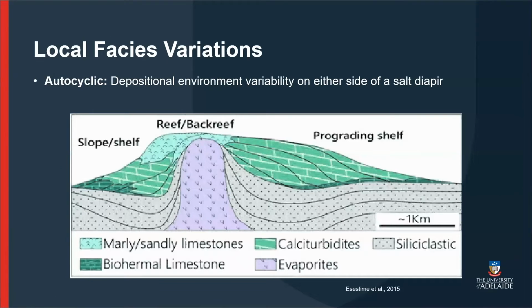So local facies variations. This salt sediment interaction is very much a local or an autocyclic process. It has depositional environment variability, typically on either side of a diapir. This is a very simple, older cartoon, but here you can see a salt diapir in the middle, and it's very oversimplified, but it mimics a classic reef atoll system where you have a prograding shelf on one side, and then you have a back reef on the other side with a steeper margin.